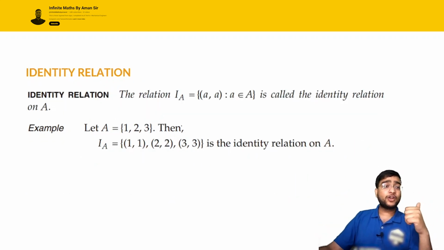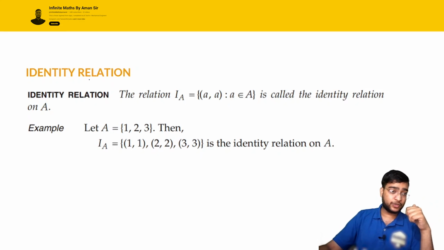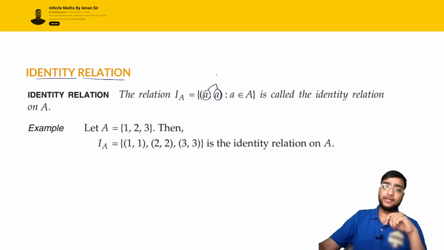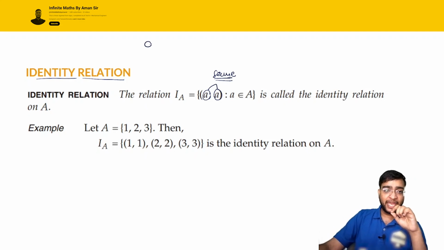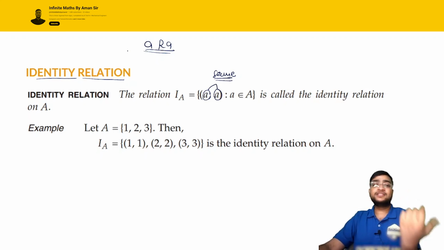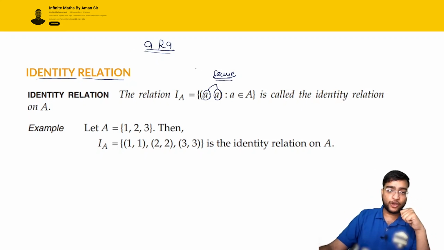So what is an identity relation? Actually, it is the relation where the domain part and the range part are both the same. It means you take A related with A. It means your relation is exactly the same as your original element.